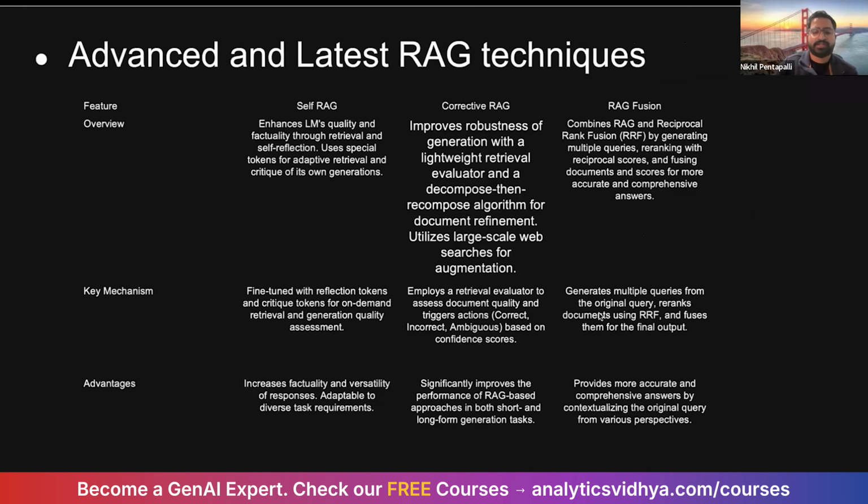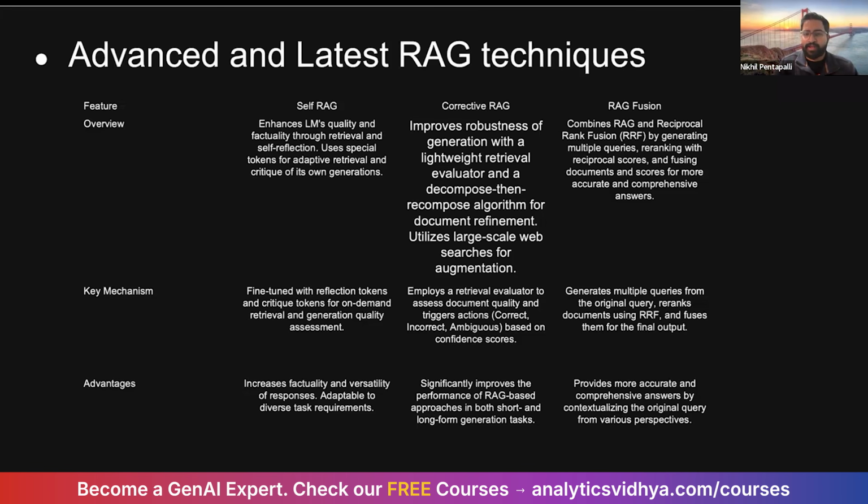So just a summarization or a comparison between different RAG techniques. Again, just look at the key mechanism. In the case of self-RAG, again, I told you that they have fine-tuned with self-reflection tokens and critique tokens for on-demand retrieval and generation quality assessment. So we have 5 different reflection and critique tokens which score and analyze your retrievals. Based on that, you will know which retrievals are important and which are not.